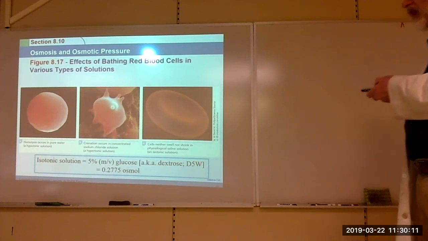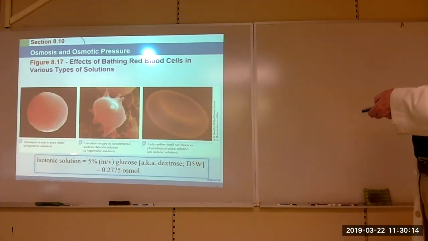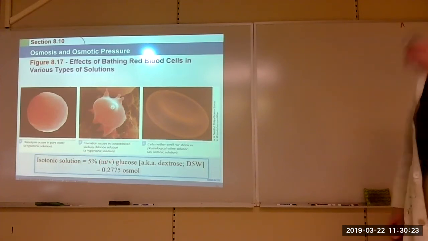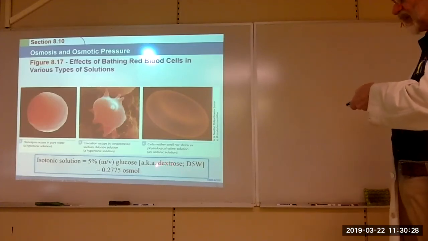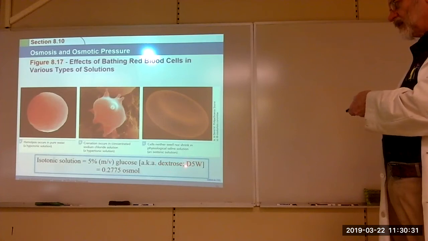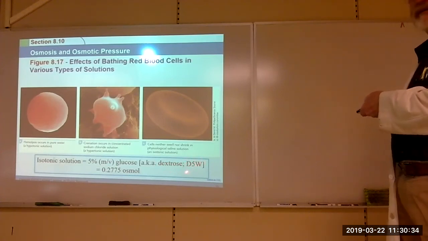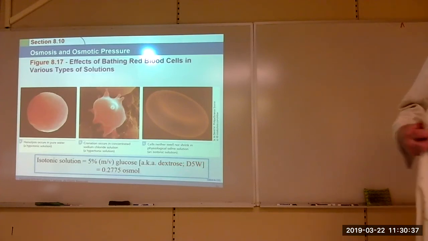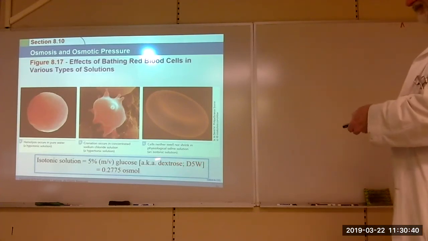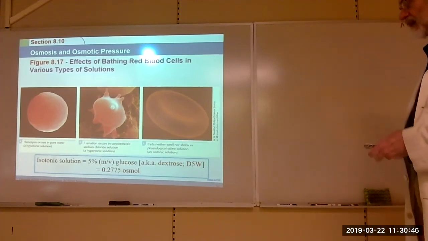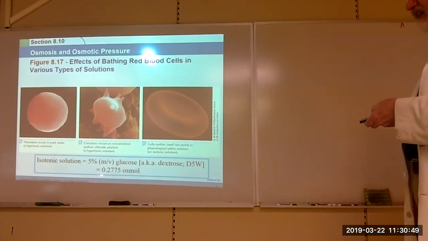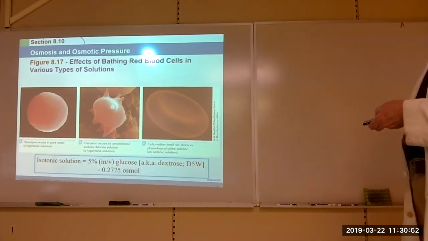Okay, so isotonic solution. What is an isotonic solution? Well, traditionally, 5% mass per volume of glucose is considered isotonic. And that would be listed as a D5W, or dextrose 5% by weight. So you might see the bag labeled D5W. That's what it means. And that translates into 0.2775 osmol.